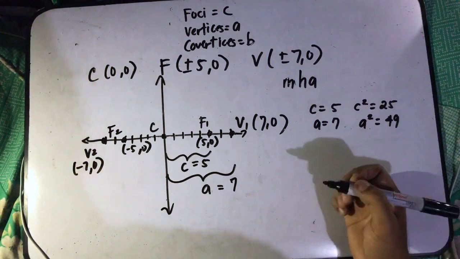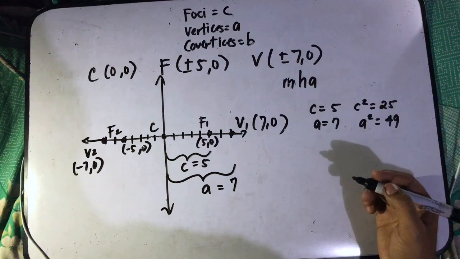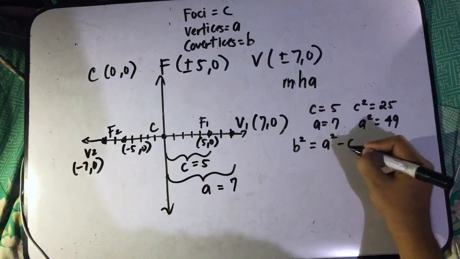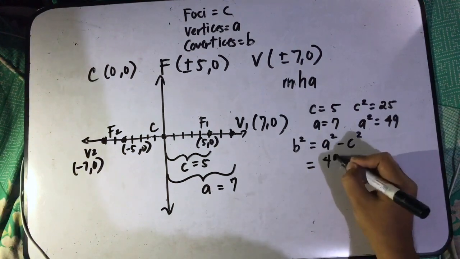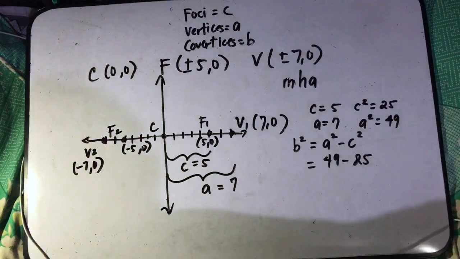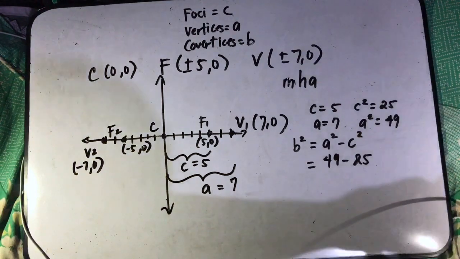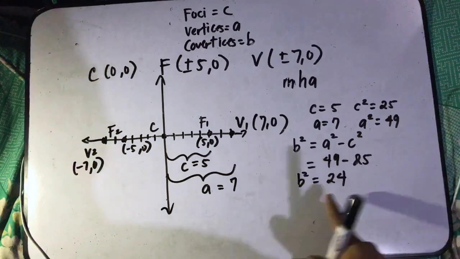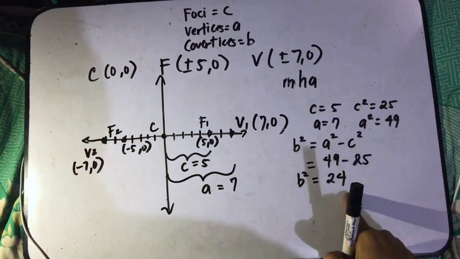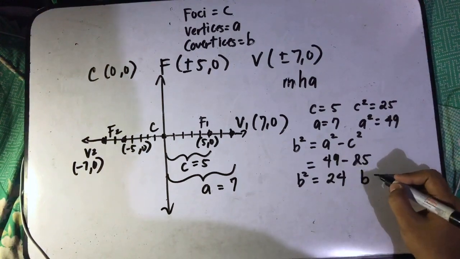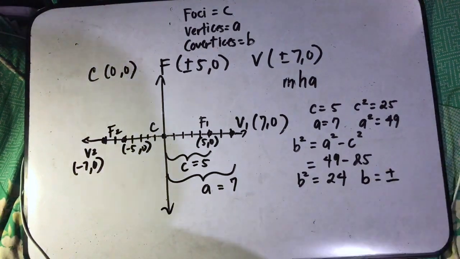Okay, how do we get B squared? Using the relationship that C squared is equal to A squared minus B squared, we will get the value of B squared using the formula B squared is equal to A squared minus C squared. A squared is equal to 49 and C squared is equal to 25. And what is 49 minus 25? So that is B squared is equal to 24. But we need to get the value of B, and in order for us to get the value of B, we need to get the square root of 24. Therefore, B now is equal to plus minus how many? What is the square root of 24?